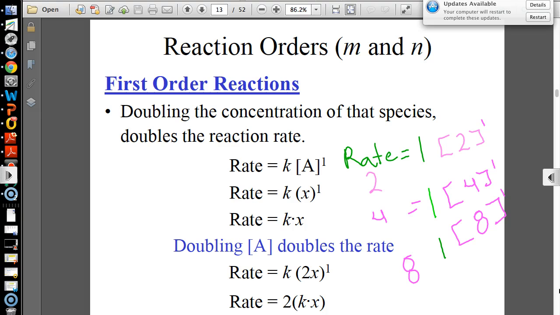So this is just going to go up by whatever factor the concentration goes up. If I double the concentration, I'm going to double the rate. If I triple the concentration, I'm going to triple the rate. Both sides of this are getting multiplied by the same number, by 2, by 4, by 8, whatever. They're going up at the same factor. You okay there? All right.